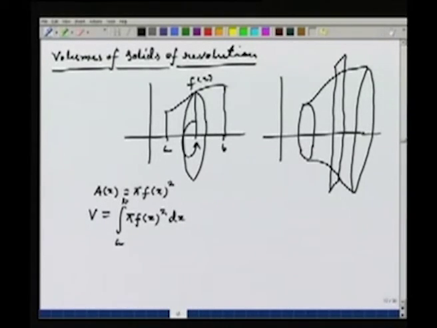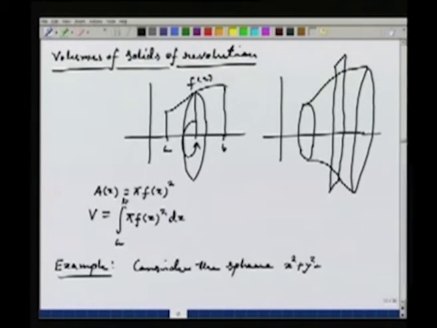Again, let us try to check how to use this. So I look at an example. Again, I will take the example of a sphere, because the volume I already know. So consider the sphere, let us say of radius a, x square plus y square plus z square equals a square.